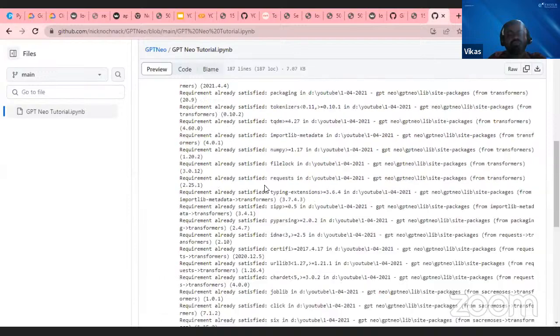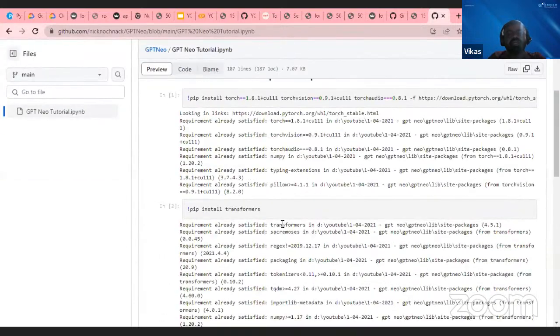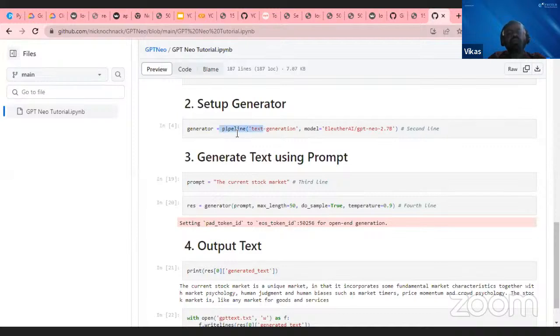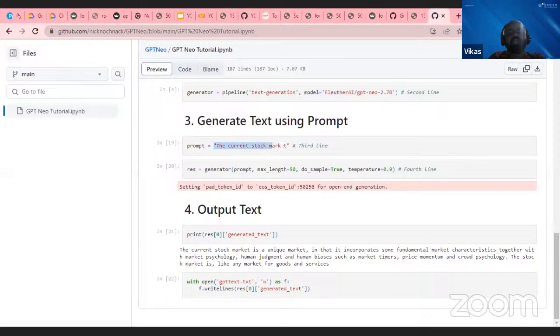Okay, guys. So what we have done is first we installed the dependencies, PyTorch. Then we installed the transformer. From transformer, guys, I've created one pipeline. See here, pipeline text. My job is text generation. And my model is, guys, GPT Neo 2.7 billion parameter. This line.